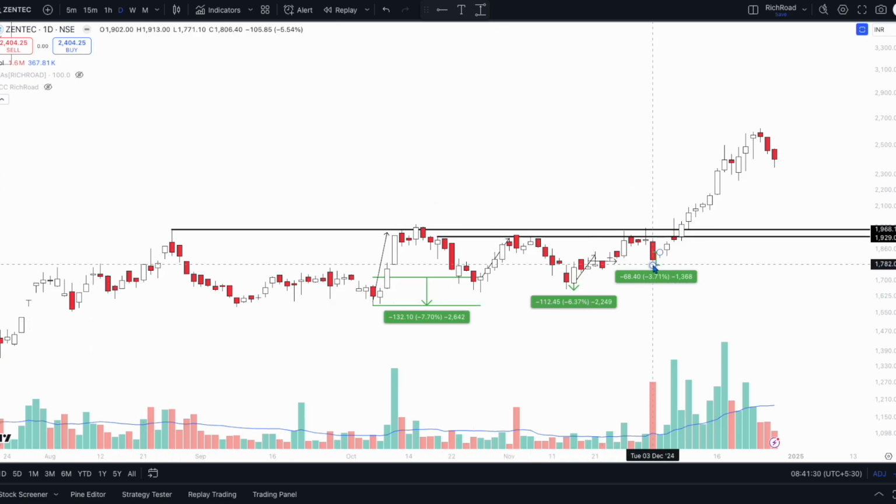This is called pyramiding. Pyramiding is not adding only if the position size is working in your favor or the stock is working in your favor. That's not the way. This is the true sense of pyramiding.